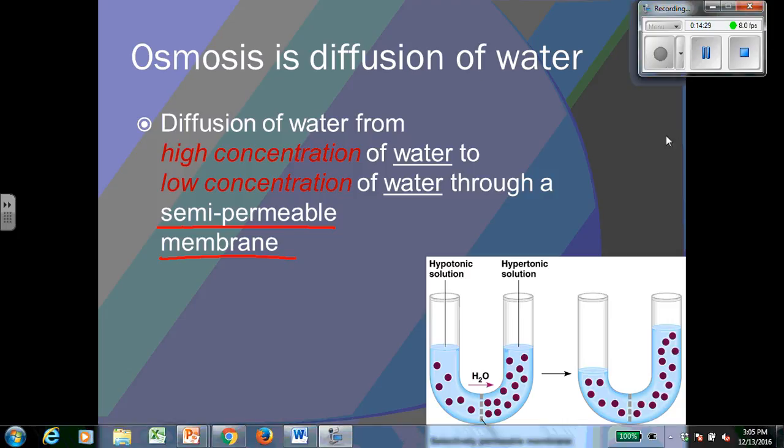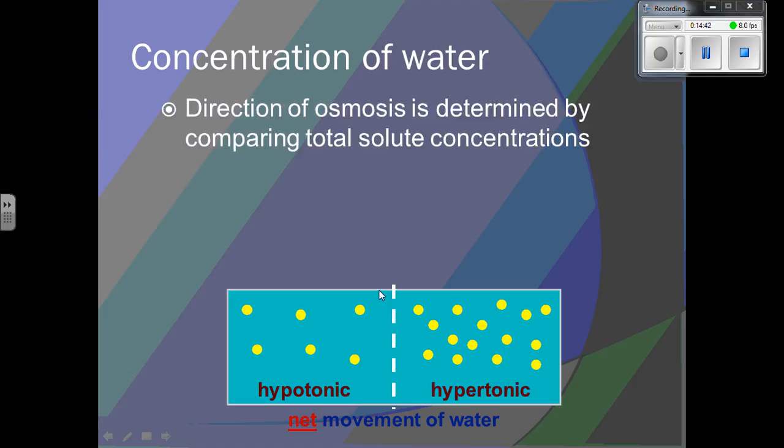So by definition, we want to say that osmosis is just the diffusion of water from a high concentration of water to a lower concentration of water through the semi-permeable membrane. So the direction of osmosis is determined by comparing total solute concentration, so something like salt or sugar.